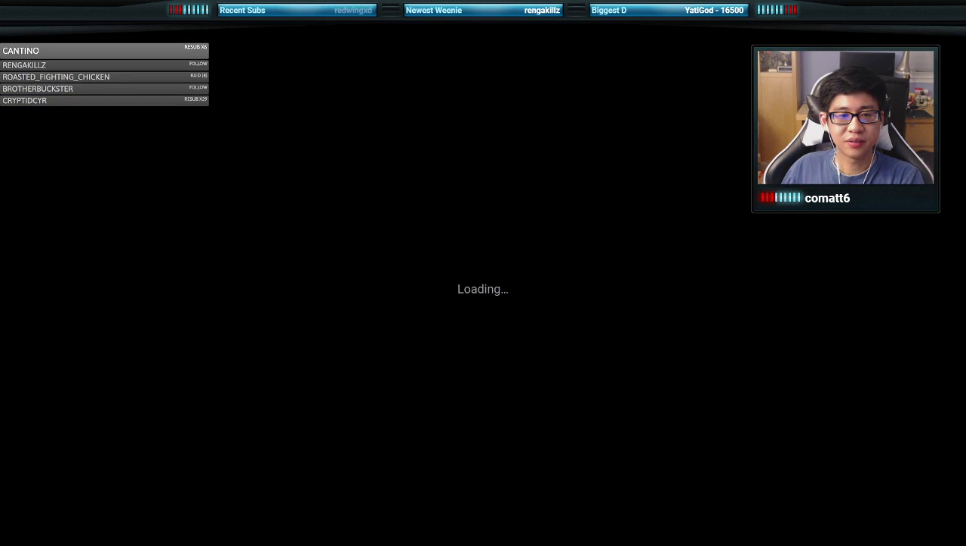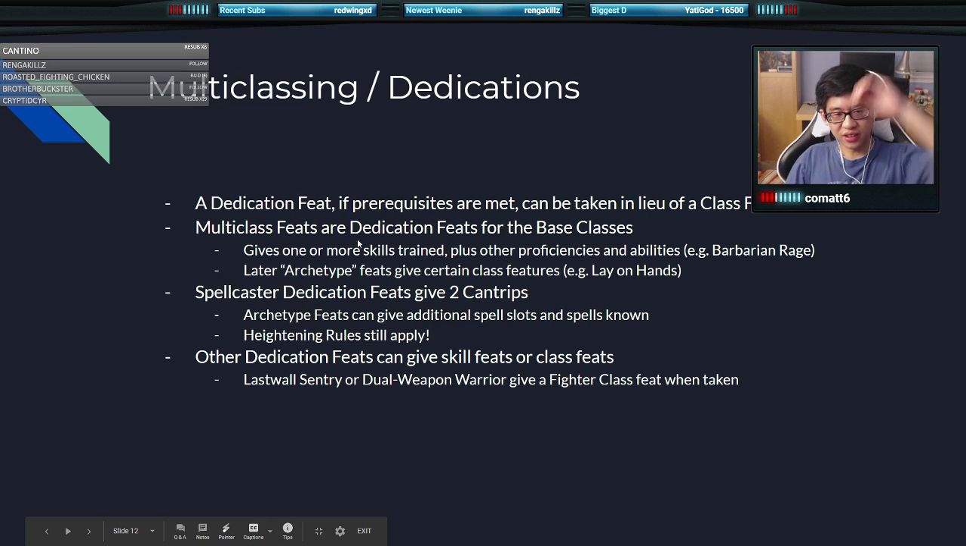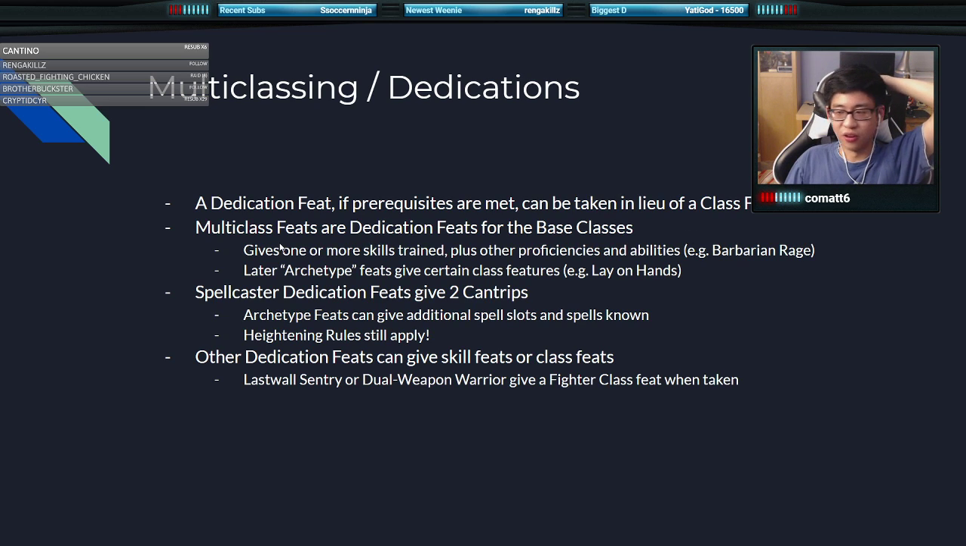Going back here, multiclass. These basically give you small tidbits of the other base classes. So if you take the rogue dedication feat, you don't actually get sneak attack until you also take the sneak attack archetype feat.